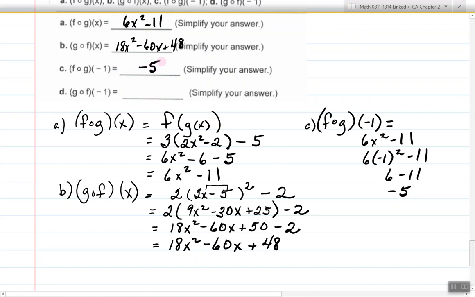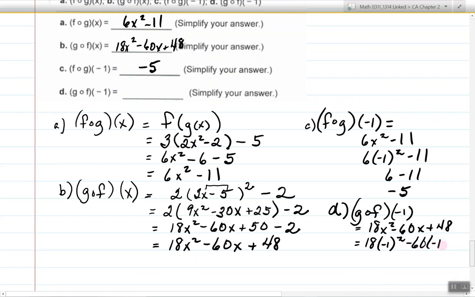Part D, where they asked me to find g composed with f, also evaluated at -1. I'm going to take this function's definition, which is 18x squared minus 60x plus 48. 18 times -1 squared minus 60 times -1 plus 48. You can do that on the home screen of your calculator. Make sure you put the -1 in parentheses and you will get 126.